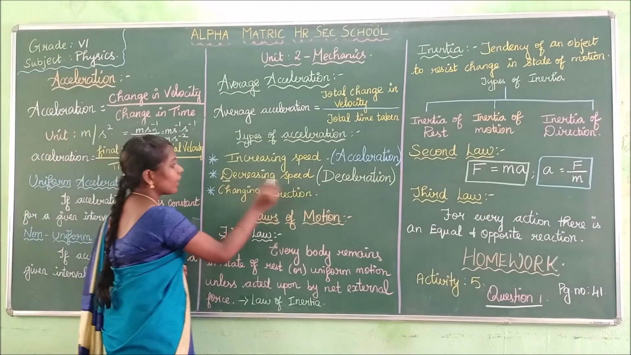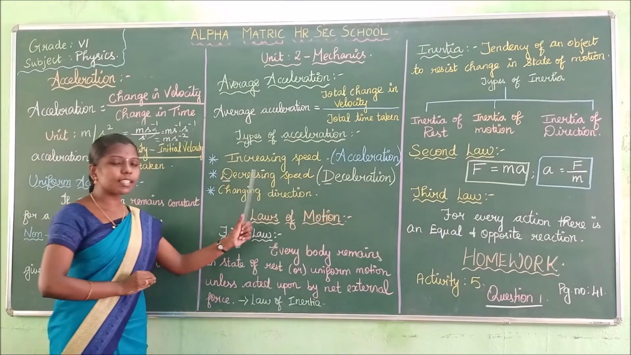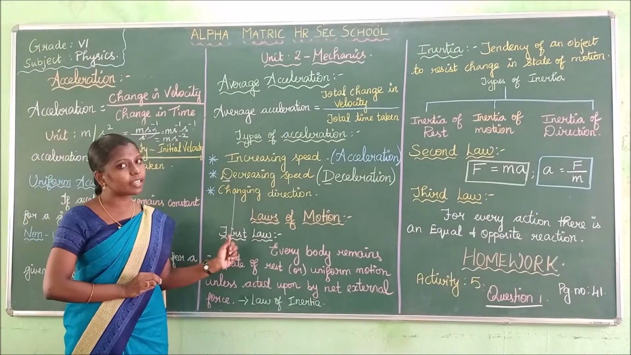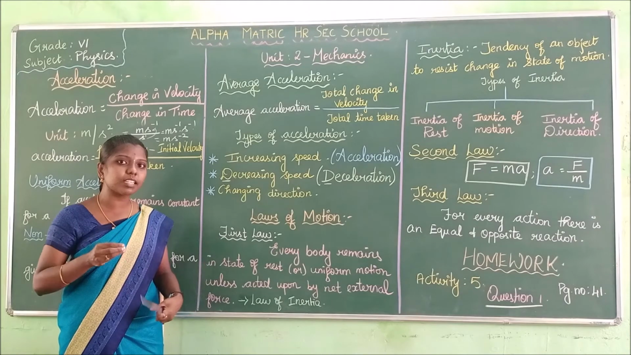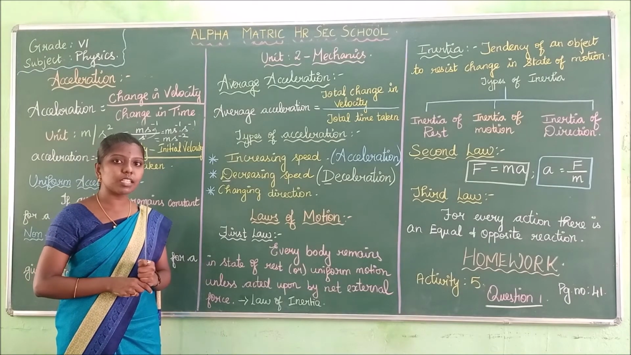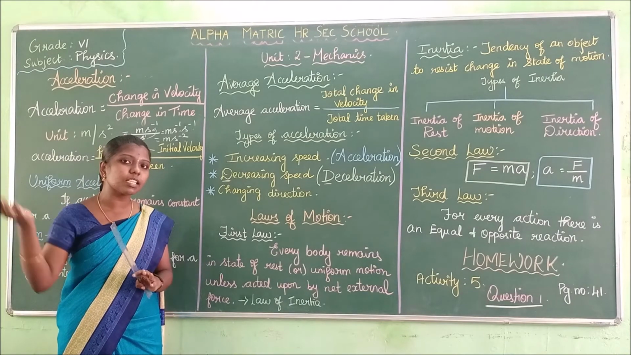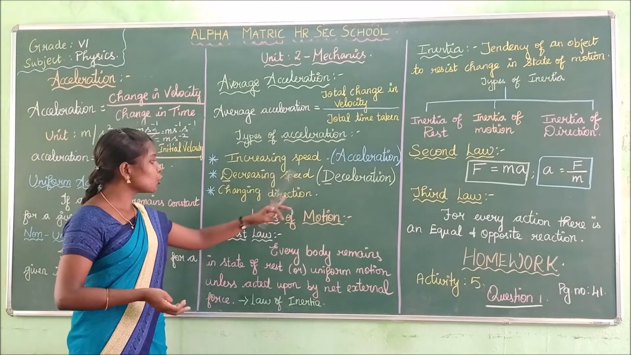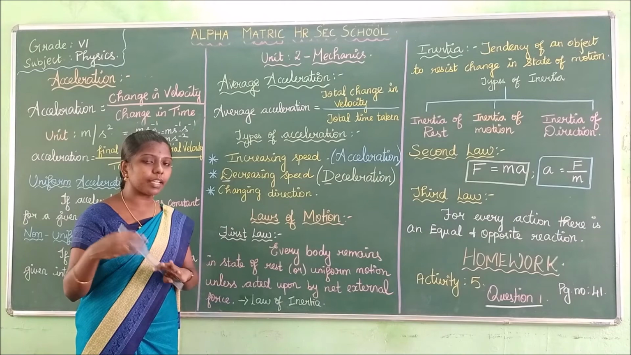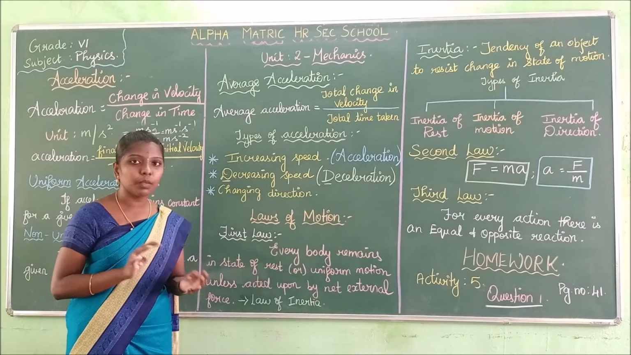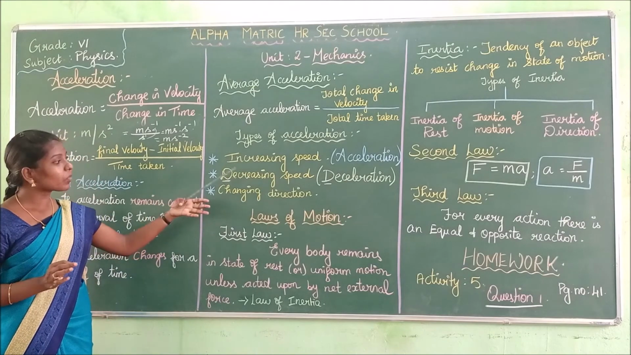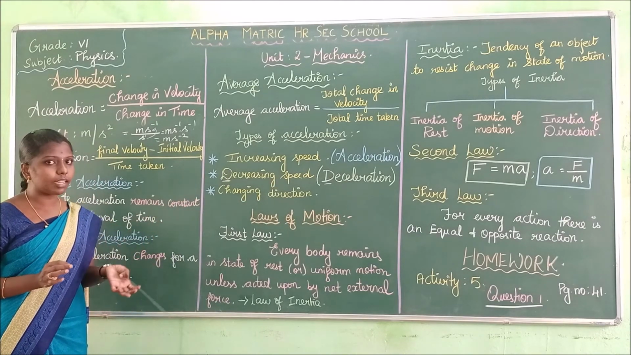Now, decreasing speed is deceleration. See, D and here is also D. Decreasing speed is deceleration. Deceleration is nothing but a decrease in speed. If the speed decreases, then it is said to be deceleration. If the speed increases, then it is said to be acceleration. Is it clear? Next is your change in direction. Change in direction is the same for both speed and velocity. Yes, increasing speed is acceleration, decreasing speed is deceleration.